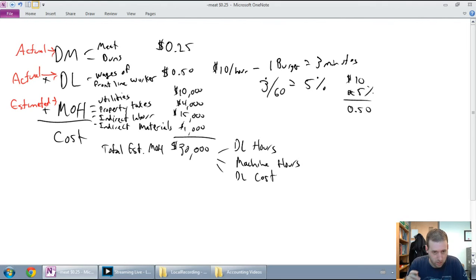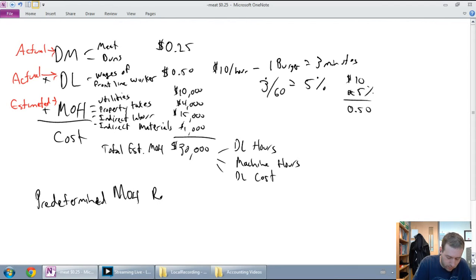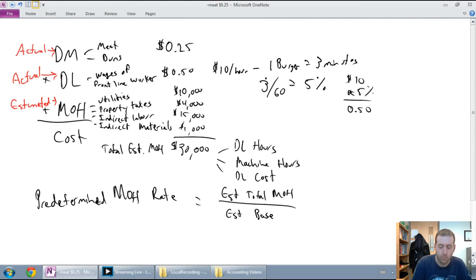And so what job order costing says is, we're going to use this formula. We're going to use something called the predetermined overhead rate. And I abbreviate overhead always as MOH, manufacturing overhead. And that formula is estimated total MOH divided by estimated base, and whatever the base is for applying overhead. So in this case, it might be labor hours, machine hours, or labor costs, or something else.